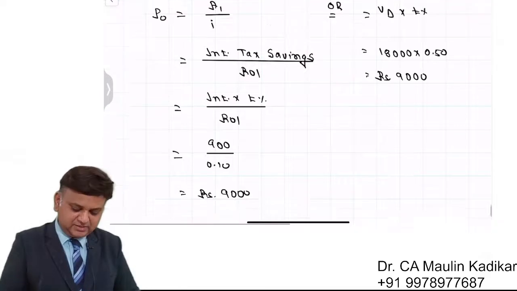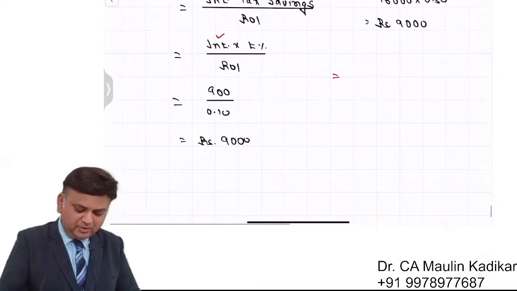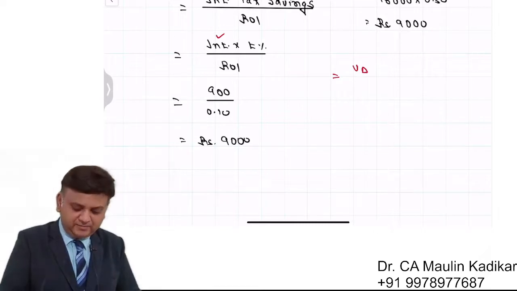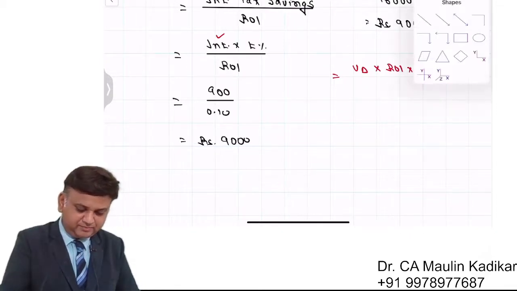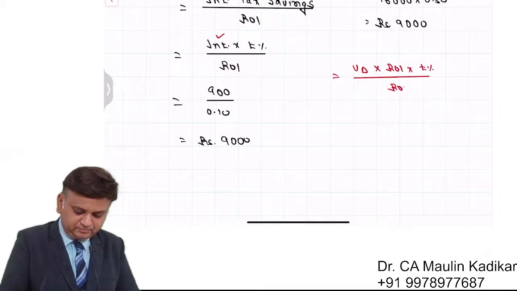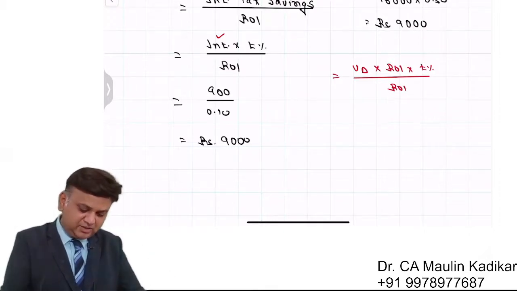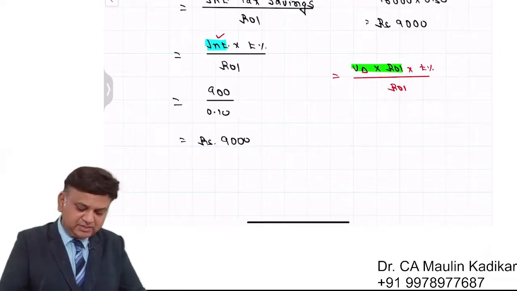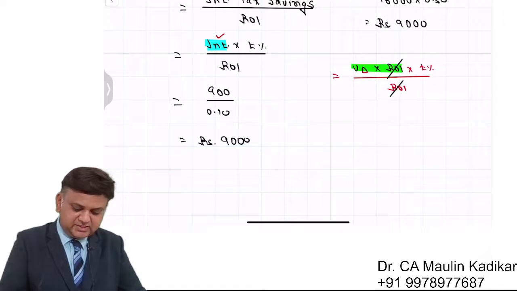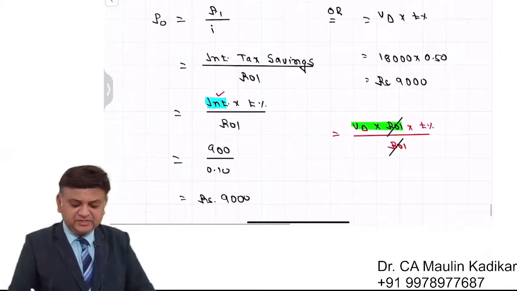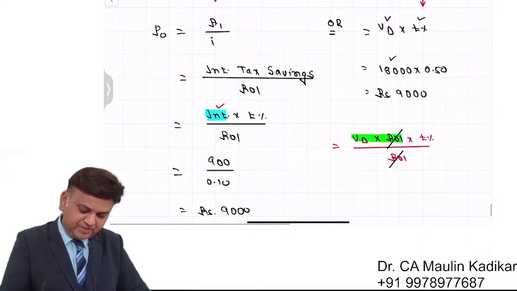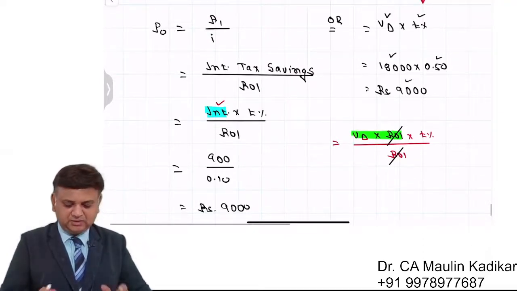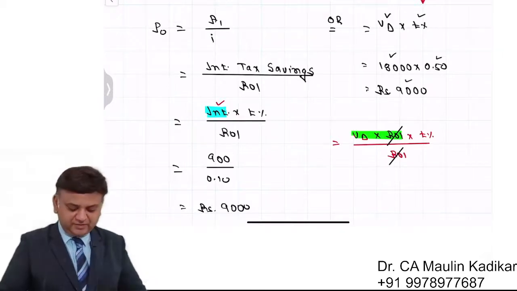We can understand it like this. Listen carefully. The amount of the interest tax saving is calculated as value of debt into rate of interest into tax rate, divided by rate of interest. I hope that everybody is clear. Interest is calculated as value of debt into rate of interest. Now this rate of interest is cancelled against this rate of interest. So it is value of the debt into tax rate: 18,000 into 0.5, that comes to 9,000. Directly we can calculate the present value of the interest tax saving.